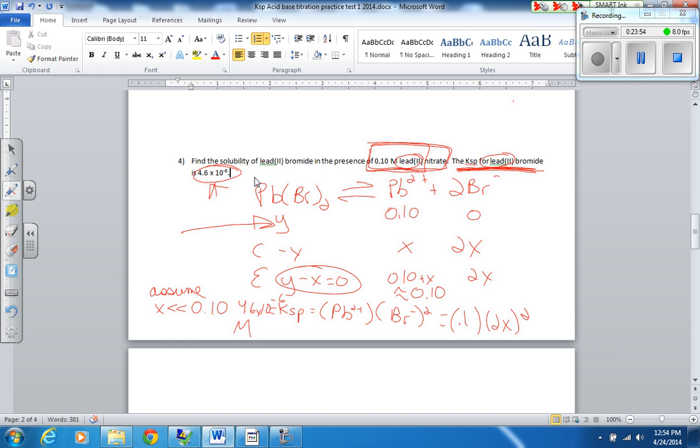Did anybody get the right answer here? You can tell me what it is real quick. 0.00 what? 34 molar. So your solubility goes down when you have a common ion.